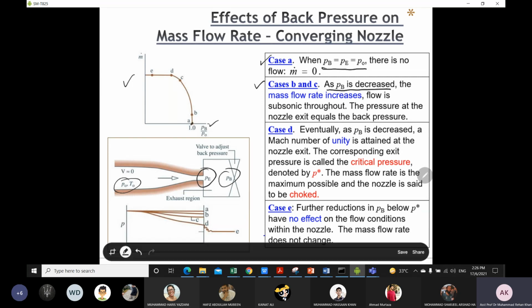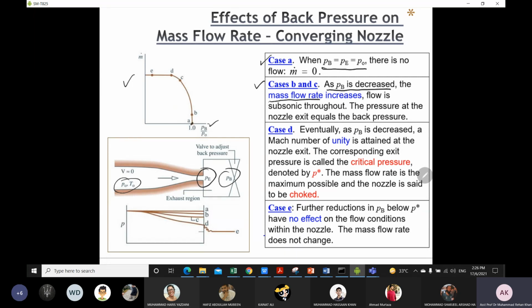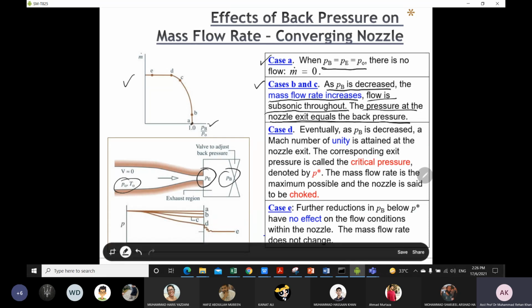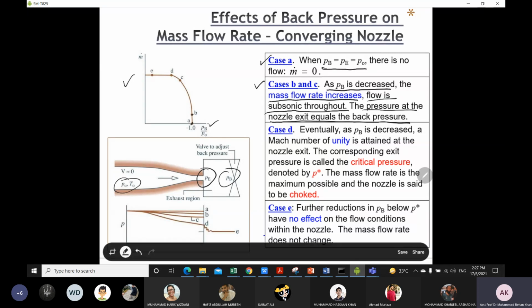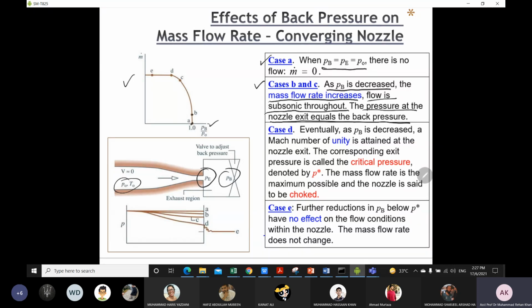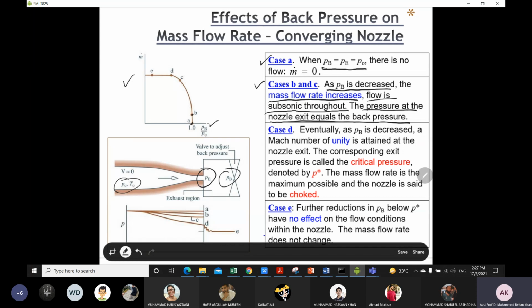So back pressure we have just decreased, and the mass flow rate increases, and flow is subsonic throughout, and pressure at the nozzle exit equal to back pressure. Okay, so the meaning is that, for example, if you just decrease the pressure, so your point becomes PB. Okay, so at B point your mass flow rate increases, and further if we decrease the pressure and take point C, your mass flow rate increases more, and this region is basically subsonic.